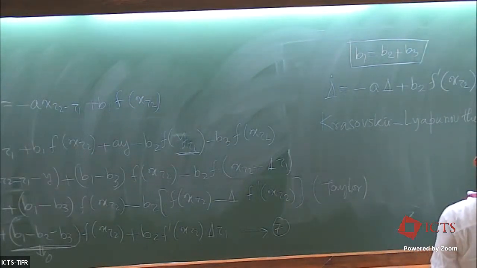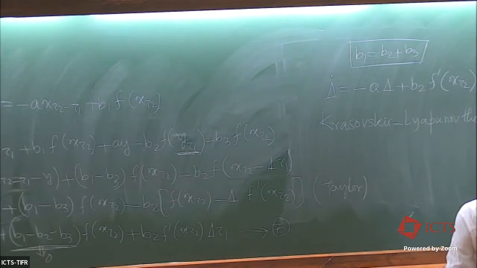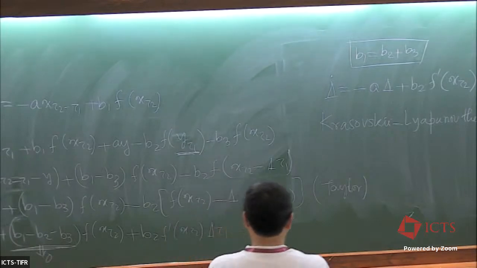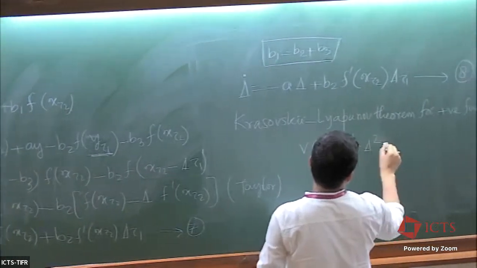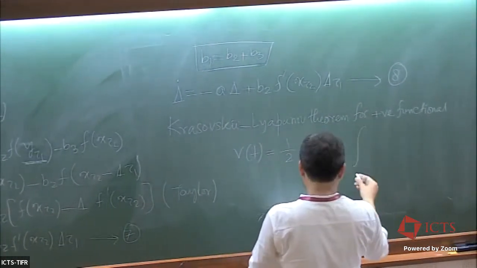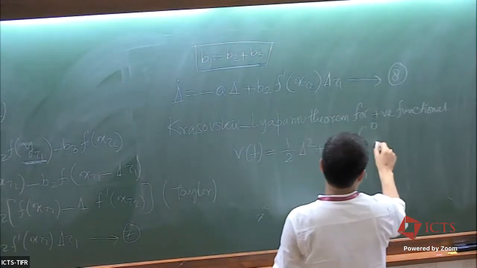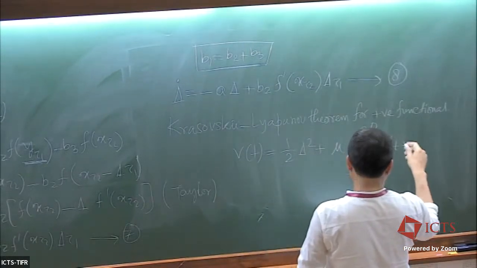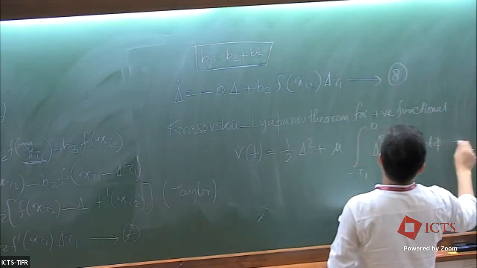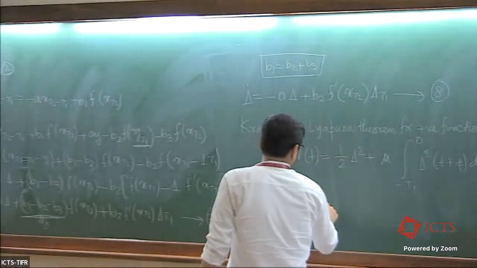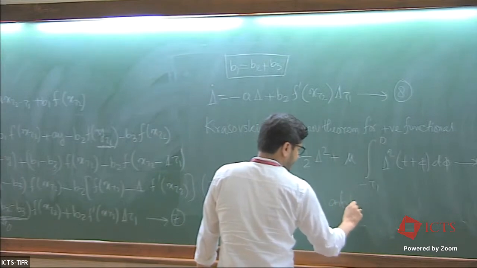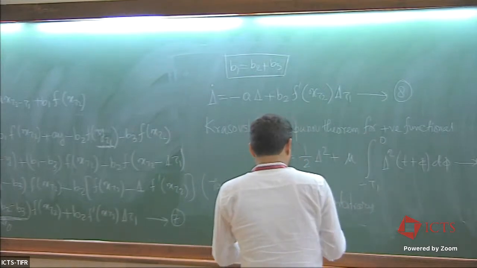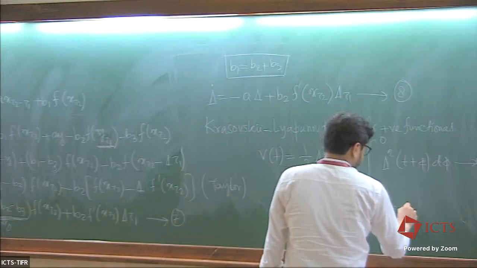For a positive functional, they have defined a functional called V of t, which is equal to half delta square plus mu minus tau 1 to 0 delta square t plus phi d phi, where mu is greater than 0, an arbitrary positive parameter.